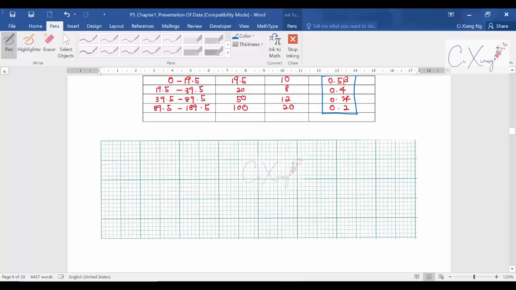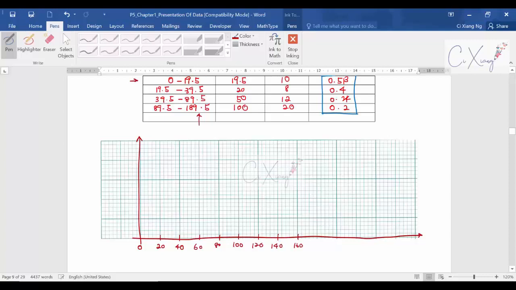Now I want to draw the histogram. I will have the zero start from here. Then maybe this is 20, like every 5 boxes will denote 20 units. So 20, 40, 60, 80, 100, 120, 140, 160, 180, then 200. So it is more than enough. Our label for the x-axis will be volume to the nearest milliliter. Then don't forget our y-axis, which will be frequency density.